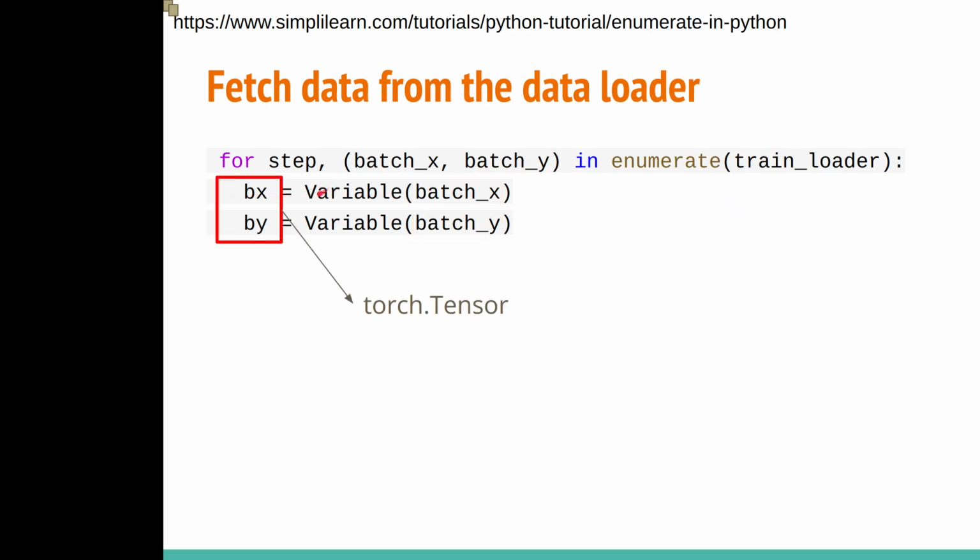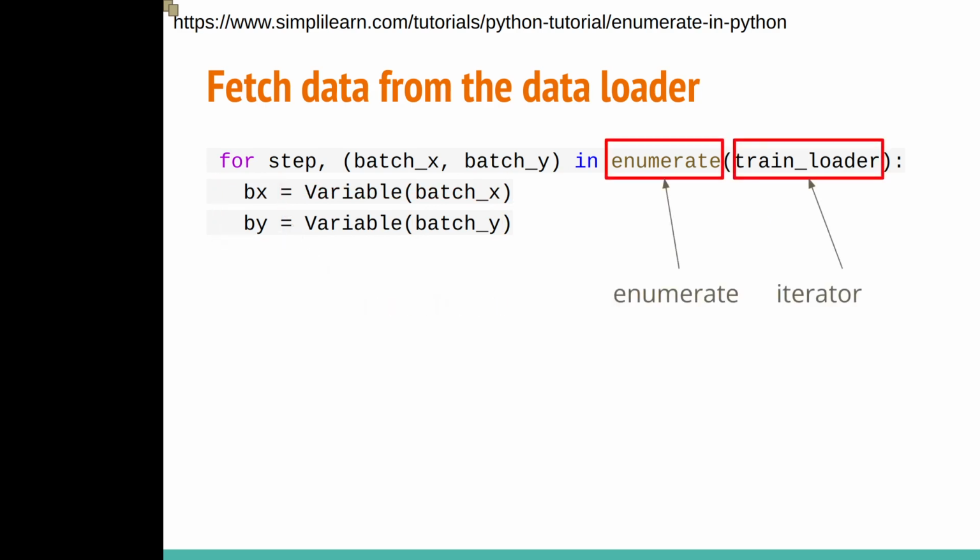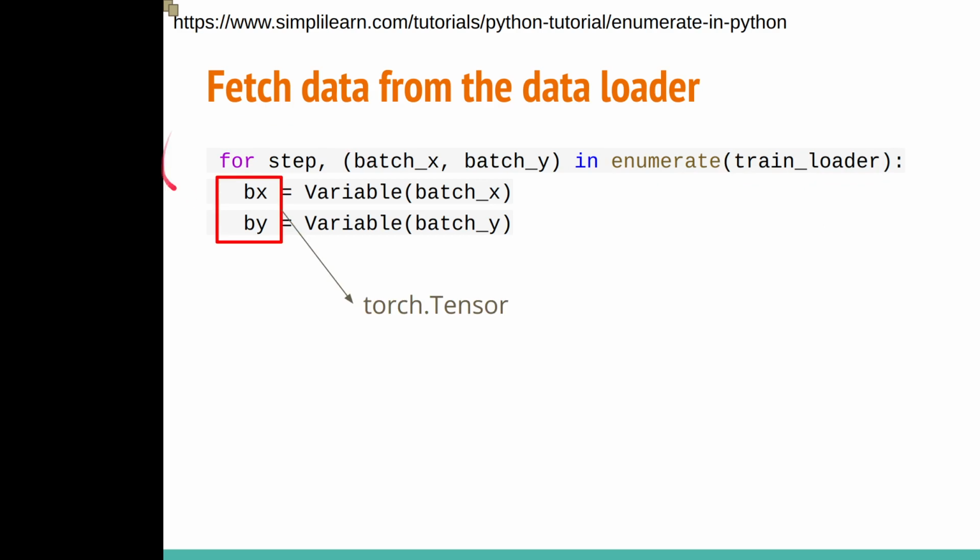And we will be using the variable module here to convert the tensors into parameters for the models. So after we convert it into the variable objects, the deep learning models can use this data for the training. So we must be very careful about that. This is not a tensor, it's a variable.